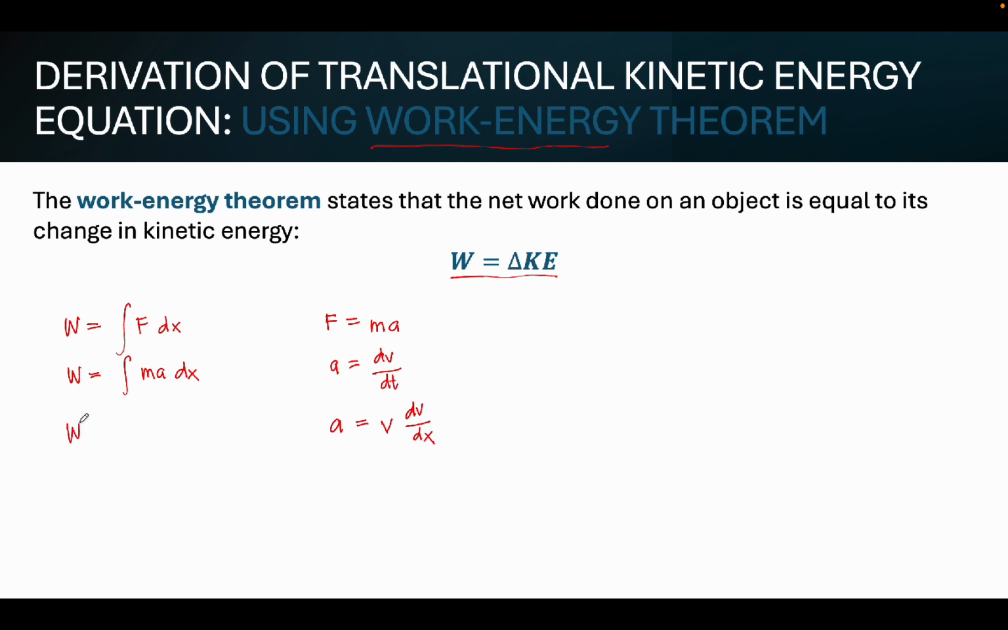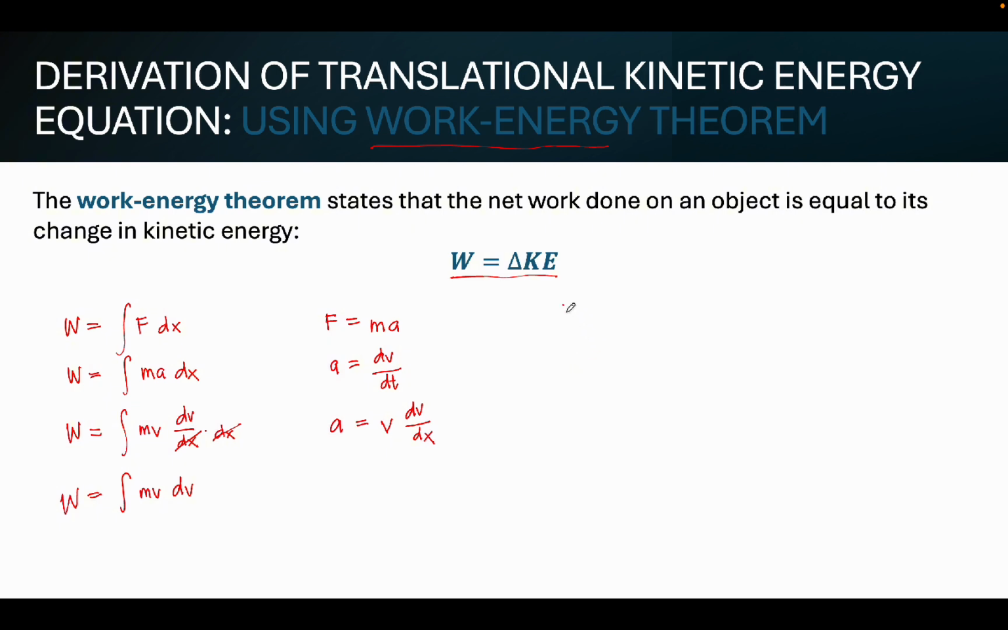Okay, so work now becomes the integral of m v dv over dx times dx. Obviously dx cancels out. So what is left is the integral of m times v dv. Okay, so now let's evaluate the integral, evaluating from the initial velocity to the final velocity.